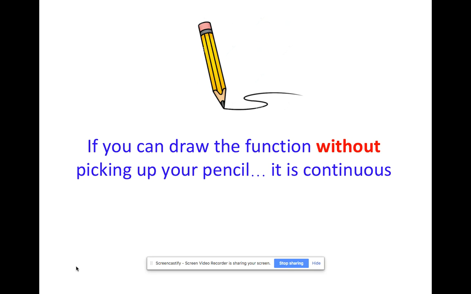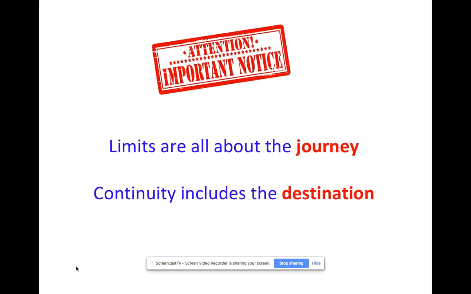Basically, a function that is continuous is one that is completely connected. And if we were drawing it with a pencil, we could put our pencil down and draw the whole function without having to pick up our pencil at all. Another way of thinking of it goes back to what we talked about when we were talking about limits, when we talked about how a limit is all about the journey of getting somewhere. Well, continuity includes the destination as well as the journey. Okay, it's the combination of the two.